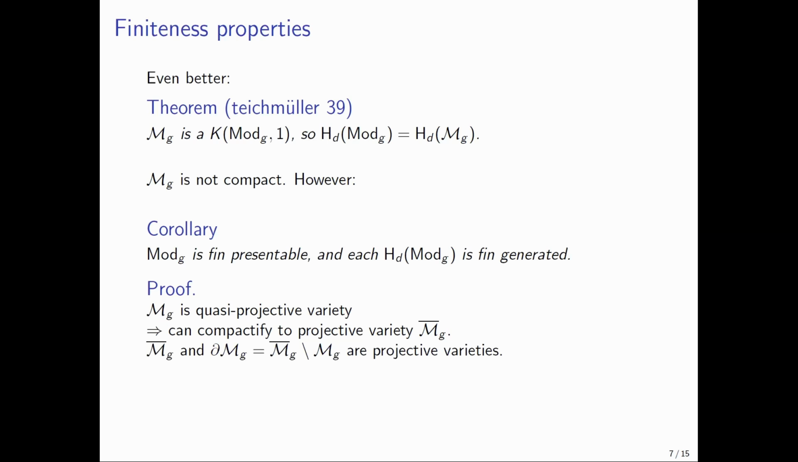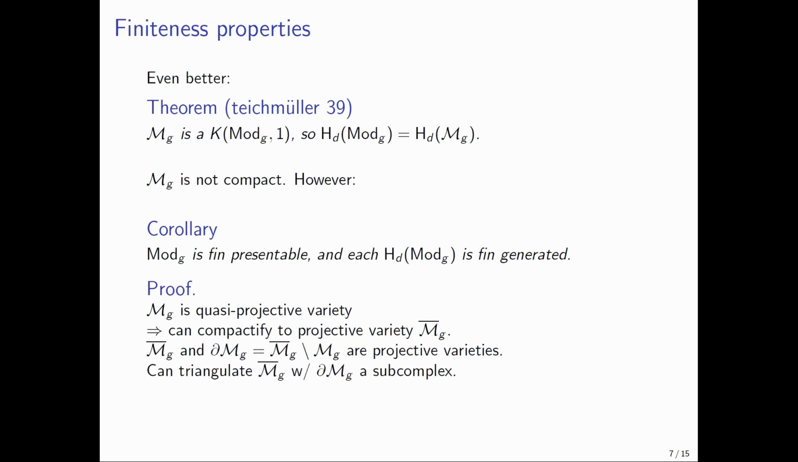Well, so MG bar, that's our compactification, and the boundary that we attach, the boundary of MG, that's MG bar minus MG, those are both projective varieties. Remember what it means when I say compactify: MG is an open subset of MG bar in either the Zariski topology or the classical topology. And so therefore, both MG bar and the boundary, MG bar minus MG, are closed objects in projective space. Okay, so they're both projective varieties. Projective varieties are compact.